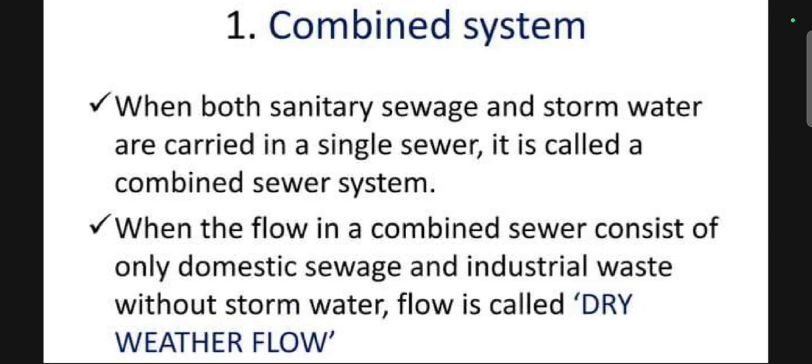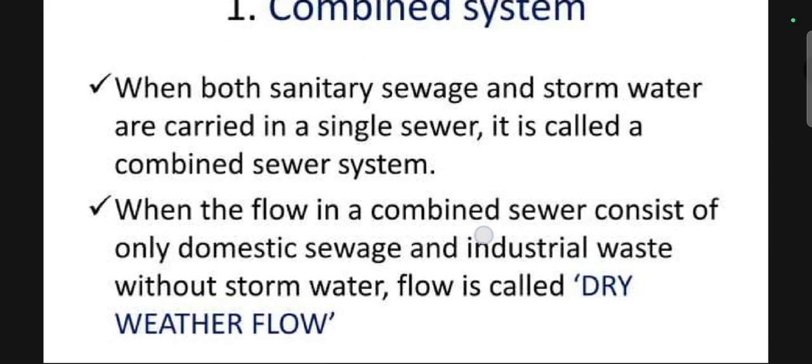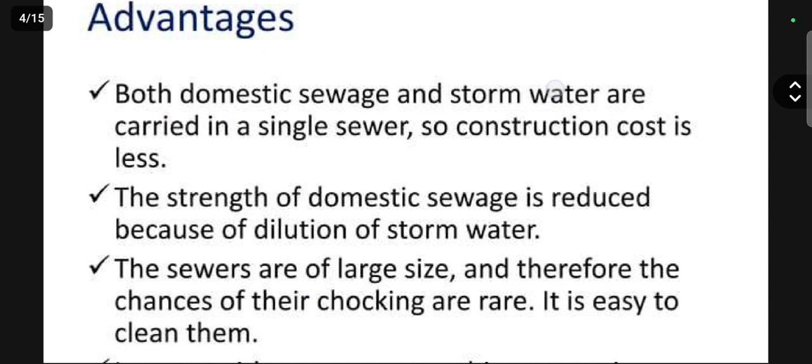Here, sewage water means wastewater from houses, and storm water means rainwater. For example, in cities like Kolkata, the same underground pipe collects toilet waste, kitchen waste, and also rainwater together.